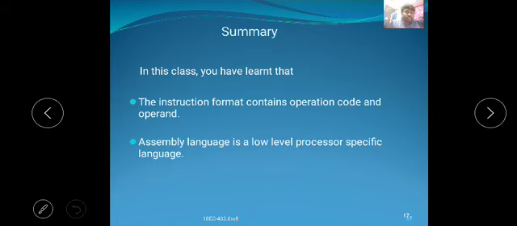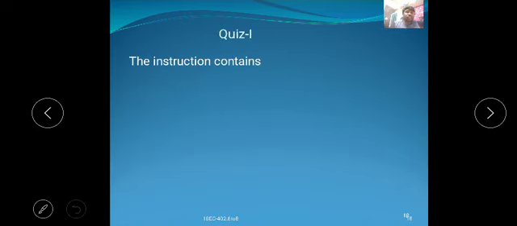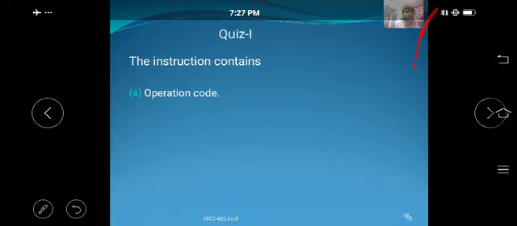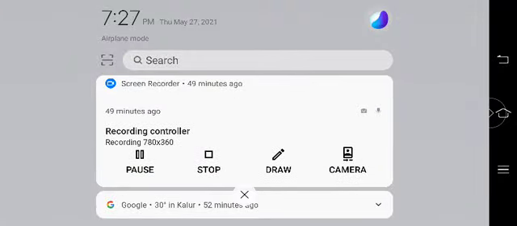Summary. In this class we have learned that the instruction format contains the operational code and operands. The assembly language is a low level, processor specific language. Now the quiz questions. We have some important quiz questions for this topic.